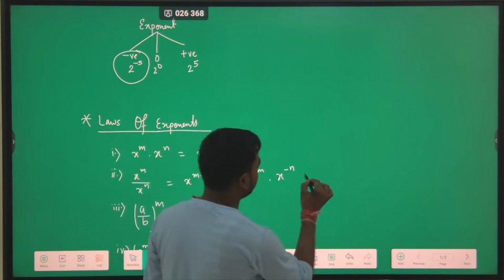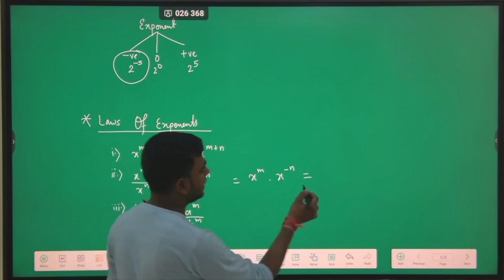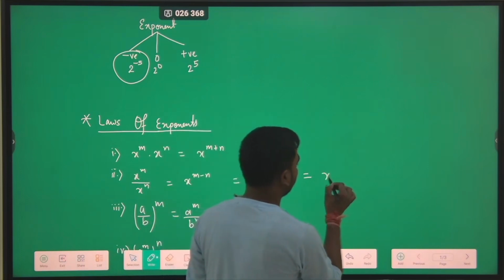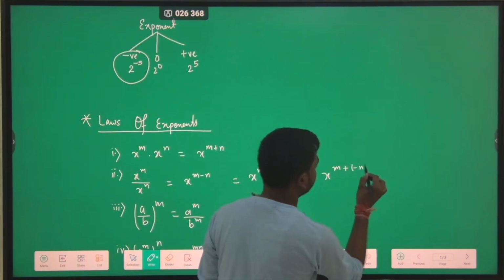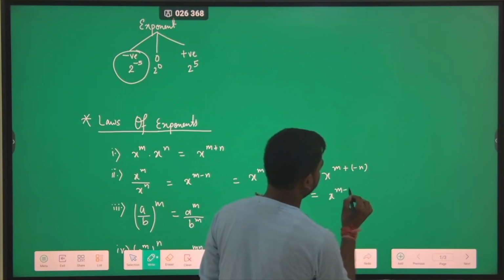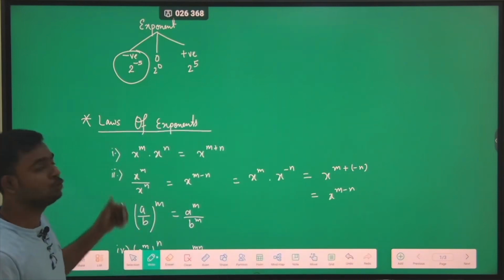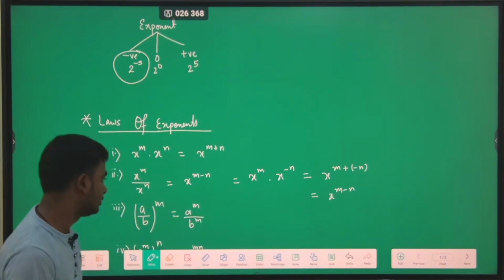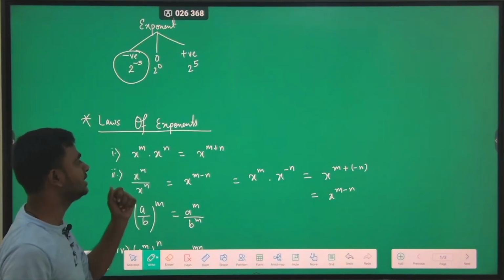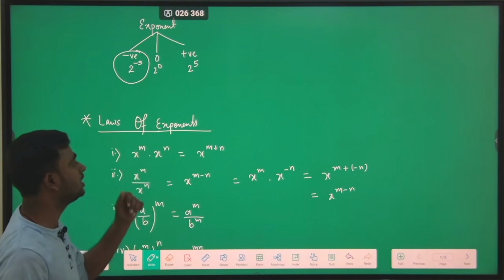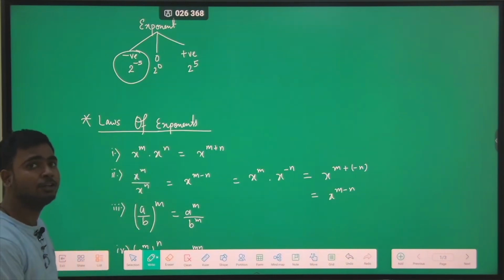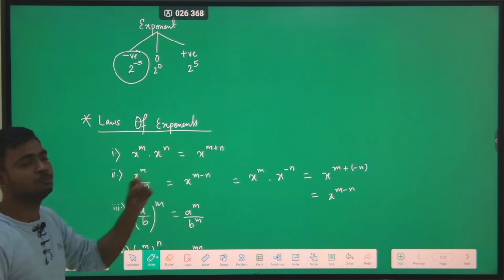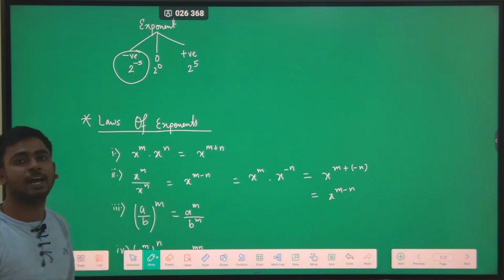So we can write it from the first law. We can say that x to the power m multiplied with x to the power minus n will be x to the power m plus minus n, that is x to the power m minus n. So the value of x to the power m upon x to the power n is x to the power m minus n. What we are using is that if bases are same and multiplication is happening between two exponential forms, then the base will be same and the powers will be added. This is the basic concept which we are using.